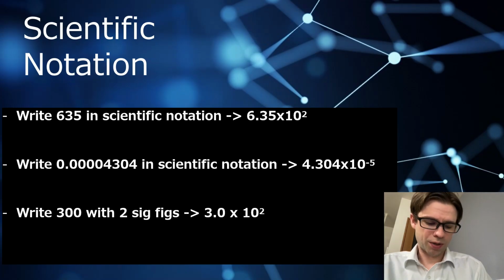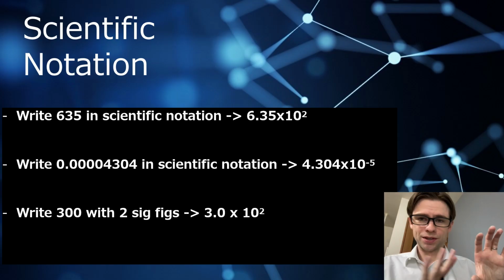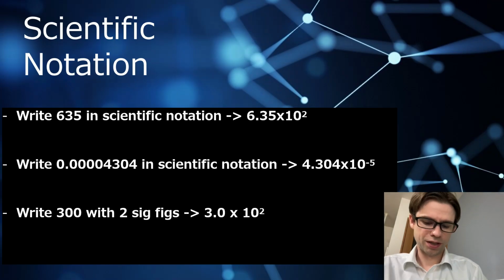All right, another example, write 0.00004304 in scientific notation. So we need a digit, then a decimal, then the rest of our significant figures. So we need 4.304. To do that, we need to move the decimal on the original number on the left to the right 5 places.